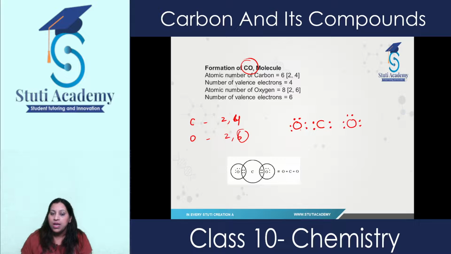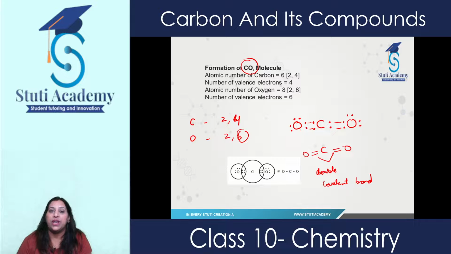And here you can see there is sharing of 2 electrons at a time. Here it is sharing 2 electrons. Here also it is sharing 2 electrons. So it means it forms a double bond. And this type of double bond is known as a double covalent bond. So this is how you will represent the formation of a carbon dioxide molecule by electron dot structure, or you can show it like this.